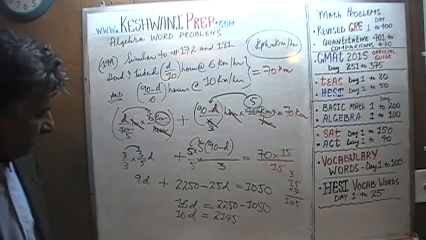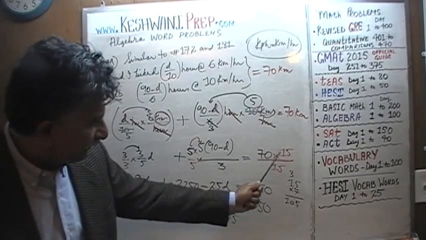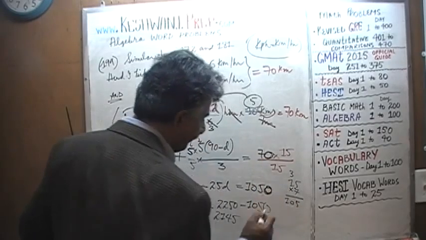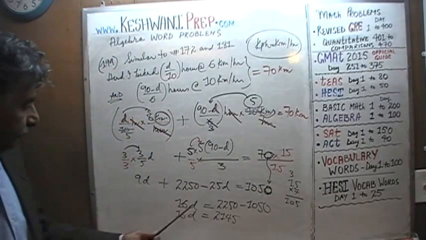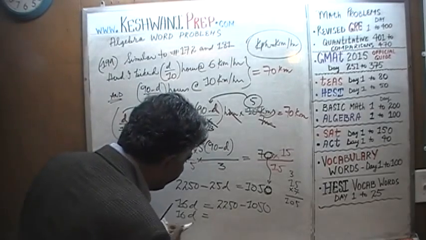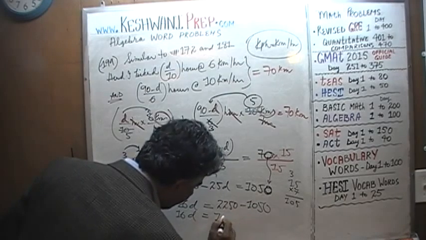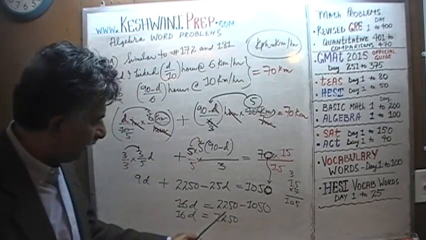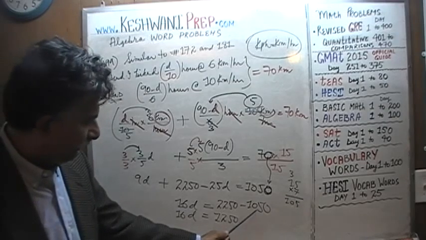This thing does not seem to be a multiple of 16. I left out a 0. This is 15 times 7. We need 15 times 70. This 0 here has to be put in here. Do you understand? This 0 came from here. So let's start again. 2250 minus 1000 would have been 1250, but it's not minus 1000, it's 2250 minus 1050. So it's just going to be 1200.